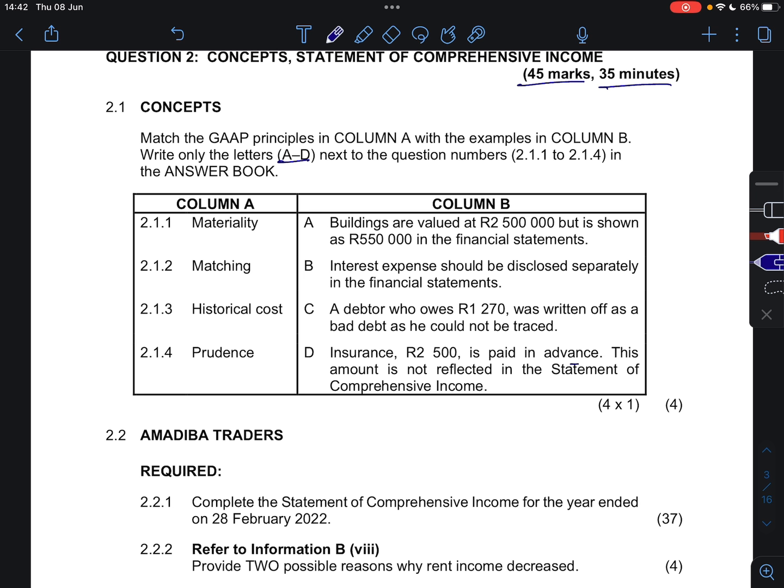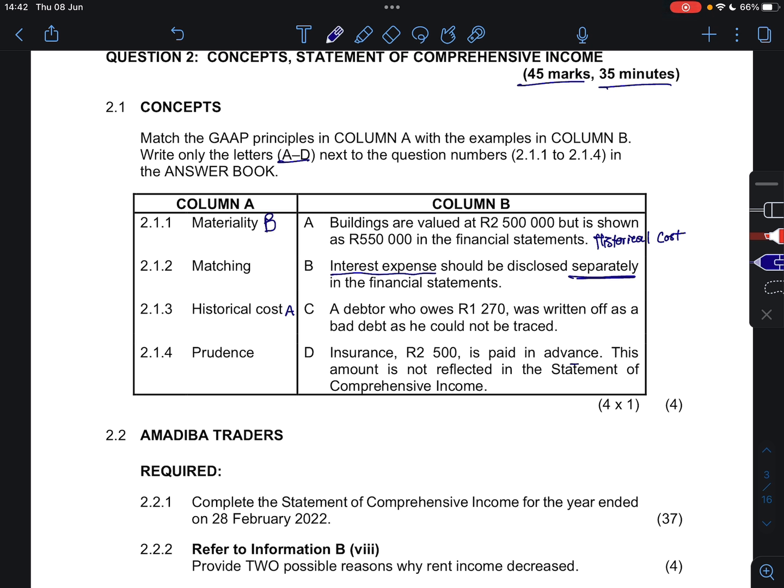If you read A, buildings are valued at 2,500,000, but they are shown as 550 in the financial statement. This sounds like your historical cost. All right, which means your historical cost 2.1.3, it's A. And then when you read B, it says interest expense should be disclosed separately in the financial statement. We are disclosing interest expense separately, right? We are being material because we are recording interest separately from everything else in the financial statement. So that goes to B, materiality.